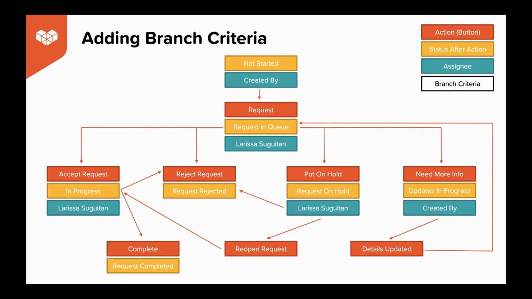For this, we'll have two paths. It is not created by Larissa and therefore needs to run the regular path to be put in queue, or it is created by Larissa and can go straight to in progress.